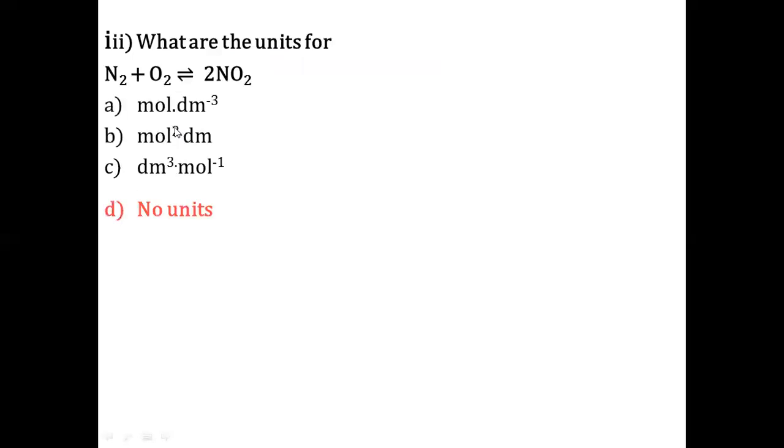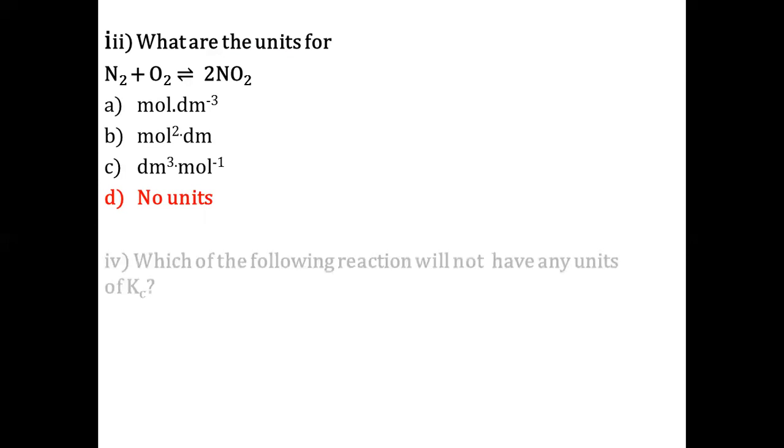Number 3, what are the units of Kc for nitrogen when it reacts with oxygen to form nitrogen dioxide? Dear students, I told you that when the number of moles of reactants is equal to the number of moles of products, for those types of reversible reactions the Kc has no unit. The Kc has no unit. So the correct option is D, no unit. Why? Because the number of moles of reactants is equal to the number of moles of products.